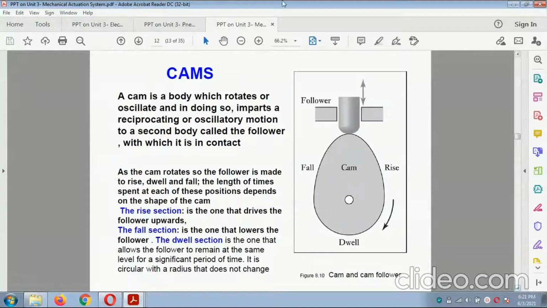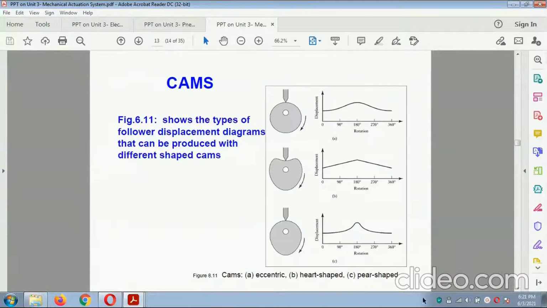So this is the diagram related to the cam and cam follower. This is the follower diagram, it can move in an upward direction, and this is a cam which rotates. This is a fall, this is a rise, and this is a dwell period. So this is the diagram with different types of cam. This is circular, this is apple shape, this is oval shape, eccentric, heart and pear shape.